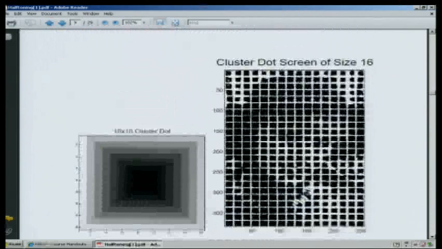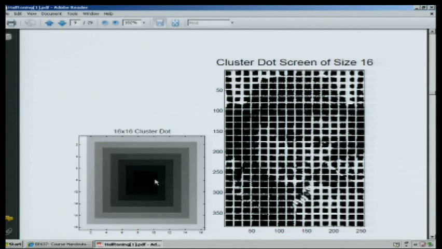So here's 16 by 16, but if you make the screen larger, then you effectively lose resolution, although you should still retain some information on the edges. But you've lost a lot of information. If you squint, you can sort of see her face. So now you definitely have a trade-off between resolution and gray levels.